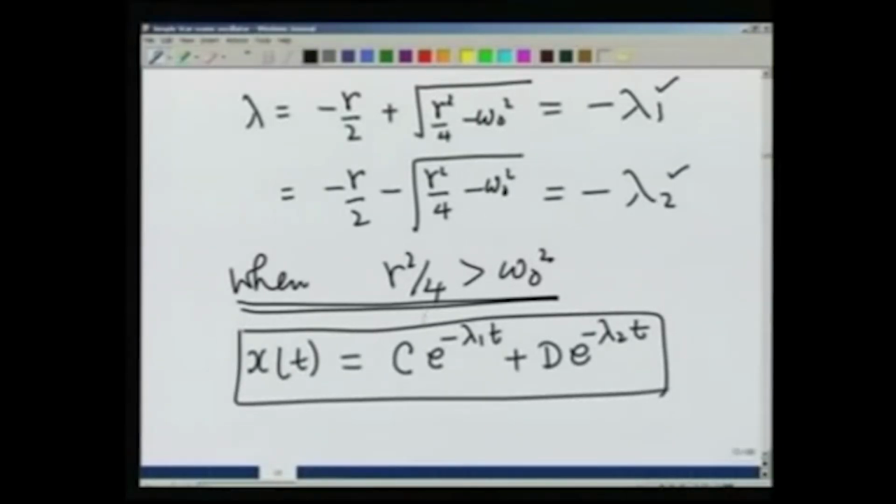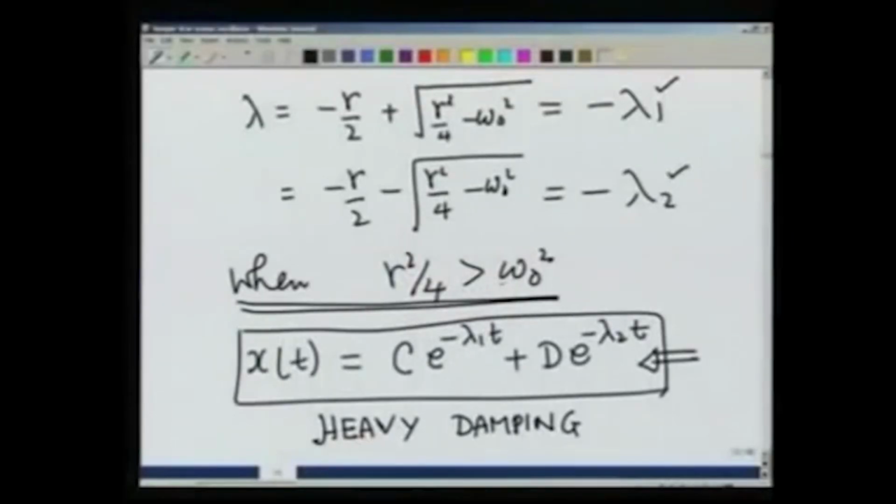When gamma square over 4 is greater than omega 0 square, this case is known as the heavy damping case. You can see from this expression that the solution is not oscillatory anymore. So, right now let us focus on heavy damping. Later we will see when gamma square over 4 is equal to omega 0 square, both lambda 1 and lambda 2 become equal. In that case there seems to be only one solution. We will obtain the other solution by taking the limit lambda 1 going to lambda 2, and that is known as critical damping. We will discuss that also.